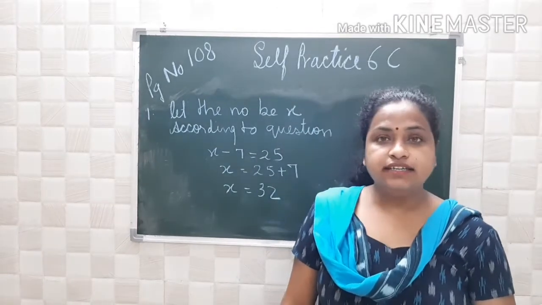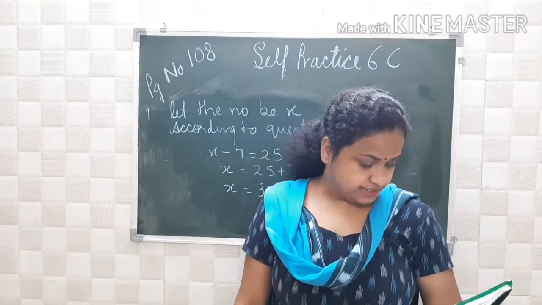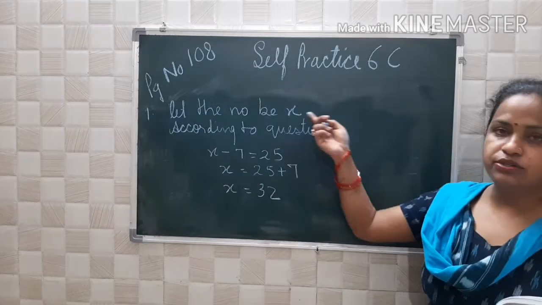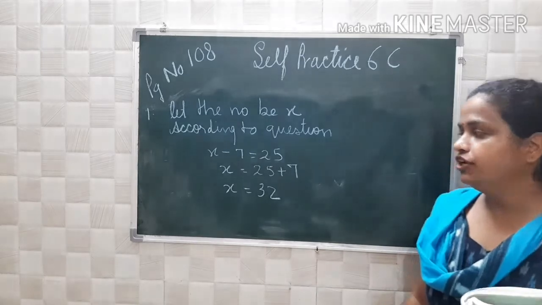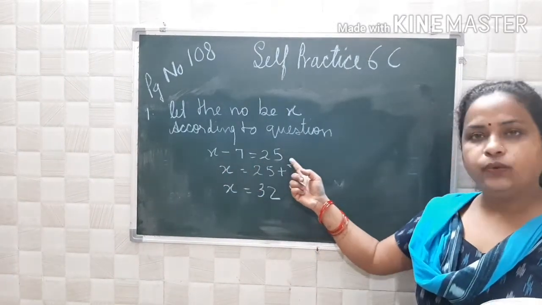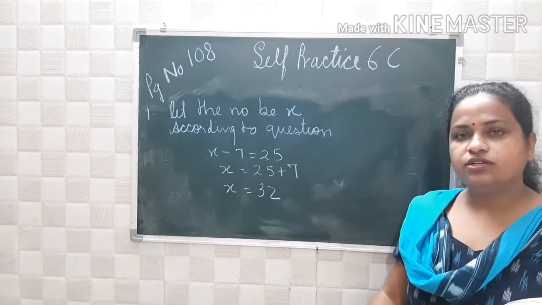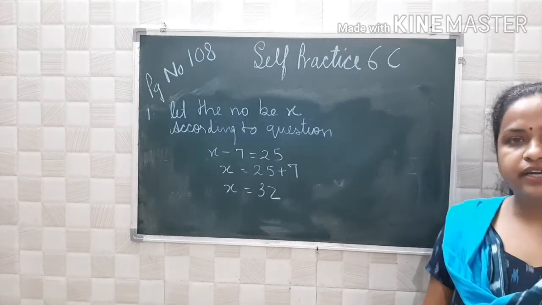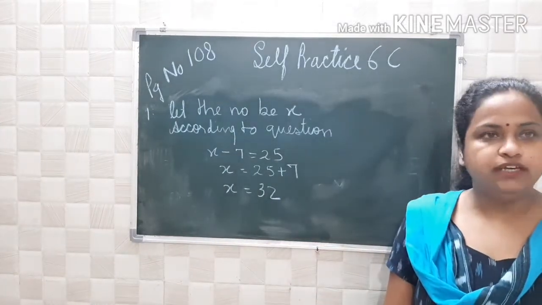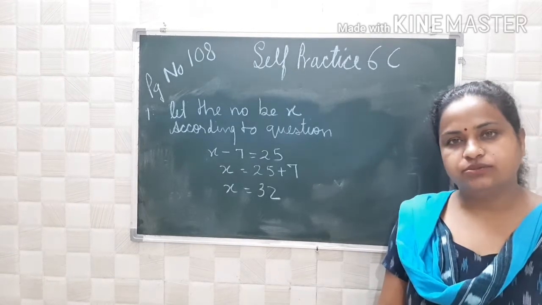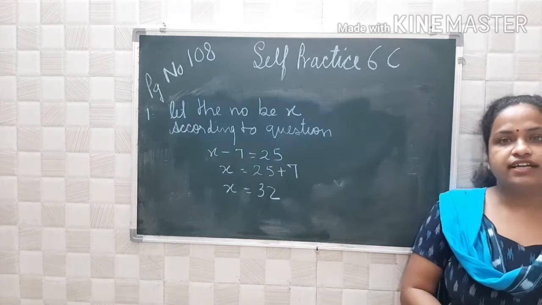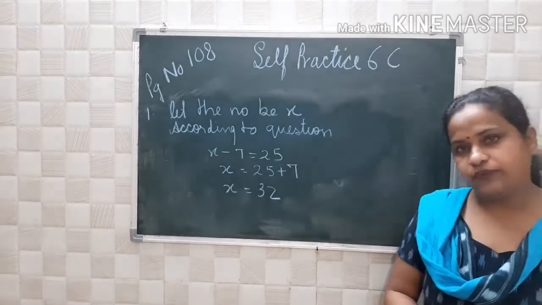The number decreased by 7 is 25. Find the number. Firstly I took the number to be x. According to the question, the number is decreasing by 7, so x minus 7 is equal to 25. So x is equal to 25 plus 7, which is 32. Your answer is 32. You have to find the value of x after forming an equation.